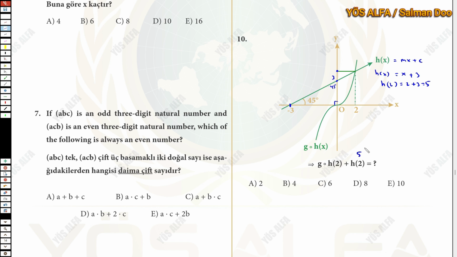And how about g squared dot h of x? g squared dot h of 2 is asked. So when x is 2 in this function, what is y? It is the same point as h of 2. So the value is also the same, 5. So we have 5 plus 5 is equal to 10. The answer is E.